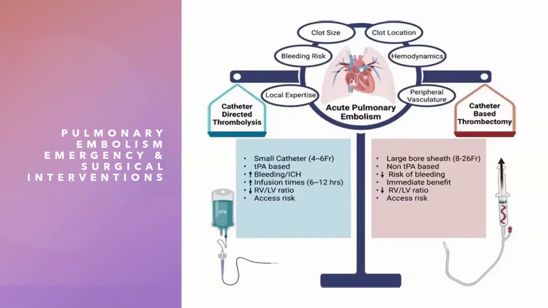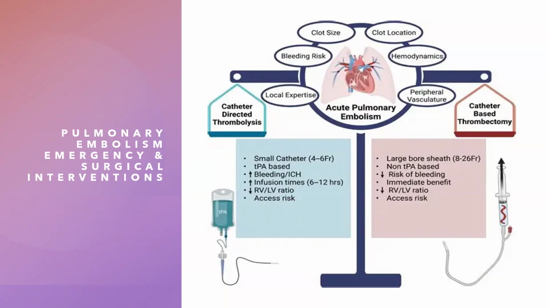So, pulmonary embolism, emergency and surgical intervention, again, they're going to get fluids. They're going to get some type of clot busting medication, if it's indicated. TPA is the name of that particular clot buster. So it's all based on the size of the clot, where it's located, and what type of symptoms they are having.